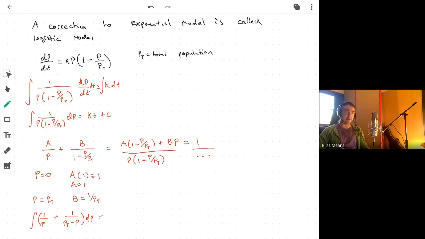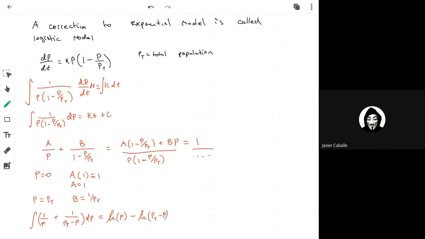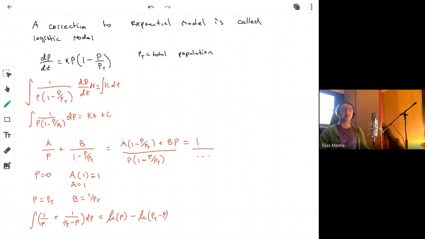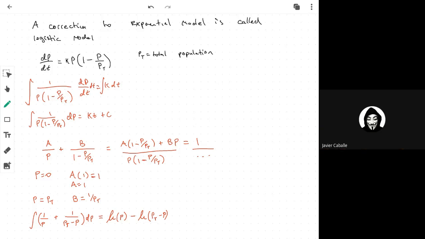These integrals are relatively easy to solve. Instead of going through all the u substitution here, unless you guys specifically want me to, I'm just going to write out the solution. This is going to give us natural log of p, which again, remember, we don't really care if this is absolute value because we're not going to have a negative population. And here we'd have a negative natural log of pt minus p, which is also going to always be positive because p can never be bigger than pt, right? So why is it minus? Because of the minus p in the denominator.